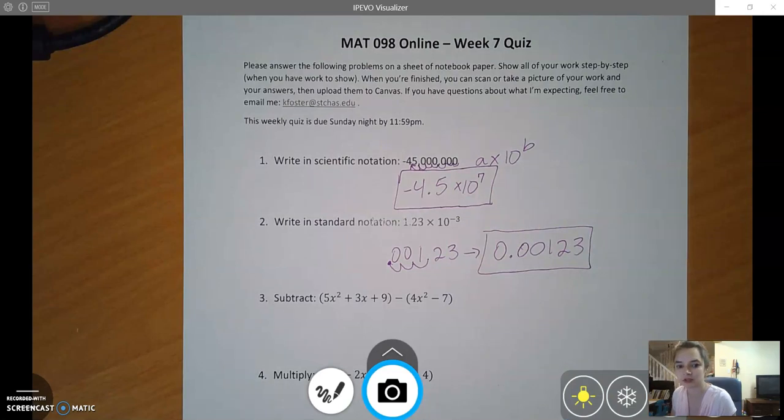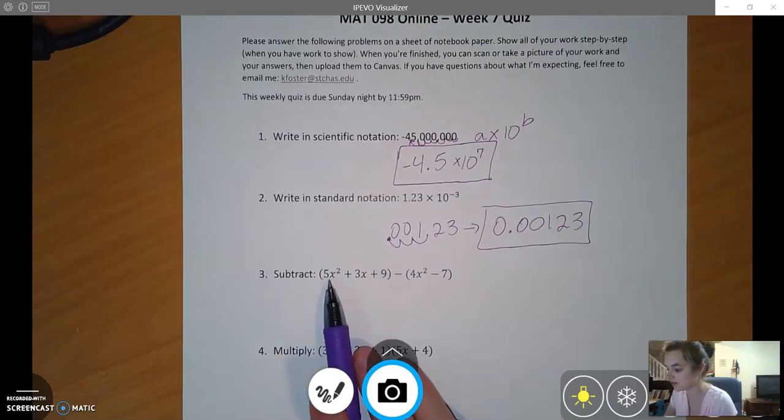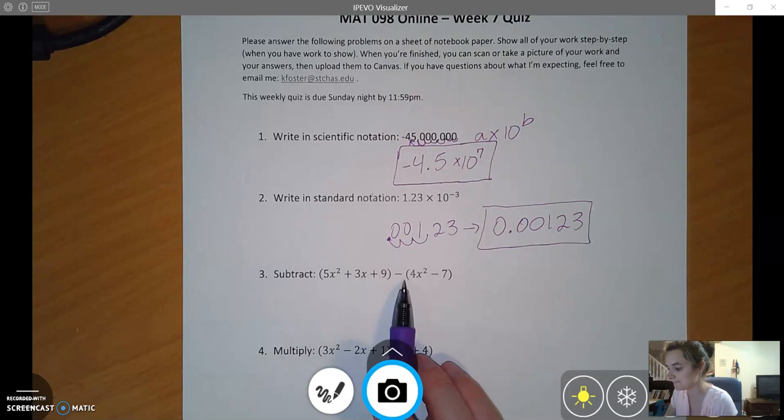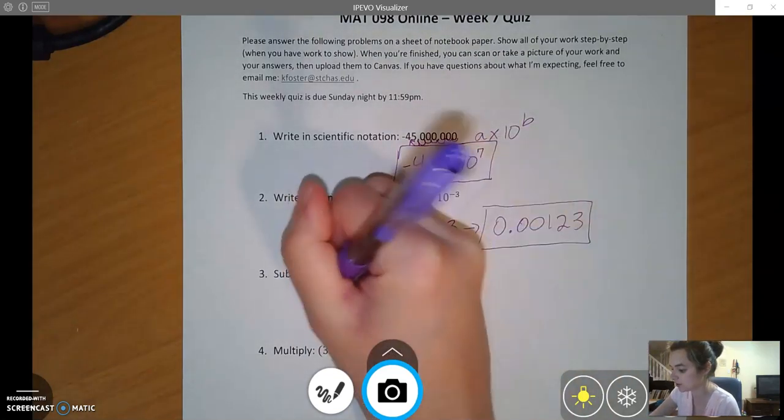Next up, switching gears a little bit on you, is some subtraction of a polynomial. So we are subtracting 5x squared plus 3x plus 9 minus 4x squared minus 7. My advice for you would be to distribute your subtraction first, so then you really know if you're adding like terms or subtracting like terms. Okay? So distributing that subtraction, the first polynomial stays the same.